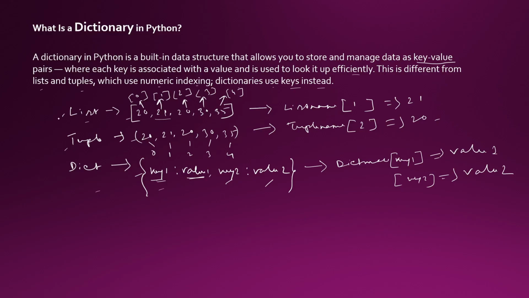So in the case of a list, we access using its index position. That is what is mentioned here. This is different from list and tuple, which use numeric indexing, by which we can access the data from a list and tuple. But in the case of a dictionary, it uses keys. So in order to access the data from the dictionary, we have to use the dictionary name and pass the key, and automatically it gives the value as its output. So this is the basic definition and structure of a dictionary and how it is different from lists and tuples, right?